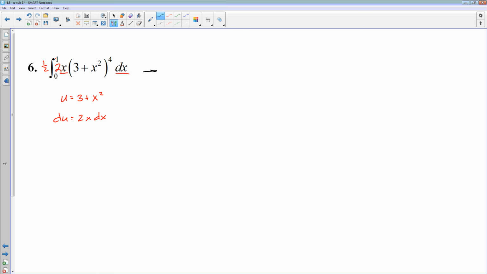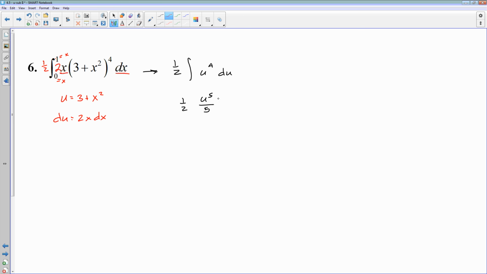So now I'm going to go through my substitution. That's going to be 1/2 the antiderivative. 2x dx comes out as a du. 3 plus x squared is my u, and that's to the 4th power. And then I'll do the antiderivative, make that u to the 5th over 5. Now what you have to be careful is you cannot plug in 0 and 1 because those are values of x. They are not values of u.